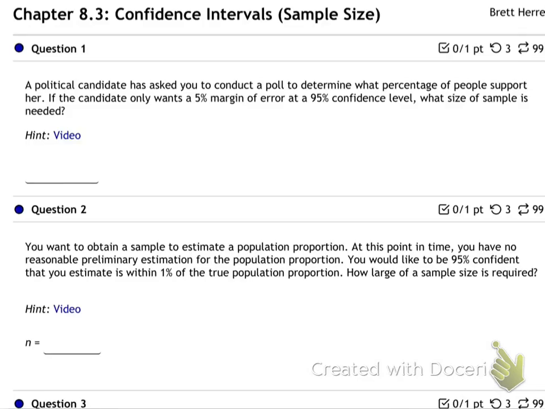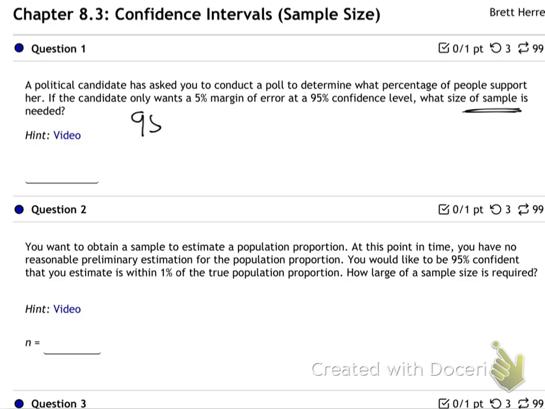Let me go here. Okay, so let's read the actual question. A political candidate has asked you to conduct a poll to determine what percentage of people support her. If the candidate only wants a 5% margin of error at a 95% confidence level, what size of sample is needed? So now with this section, we're going to actually be able to figure out what kind of sample size you need.